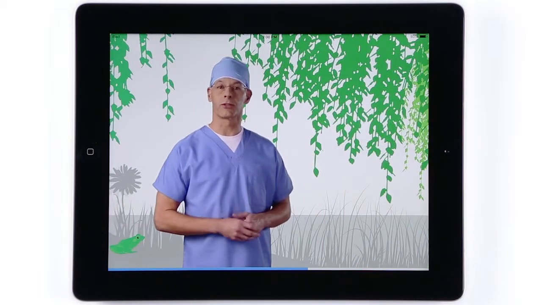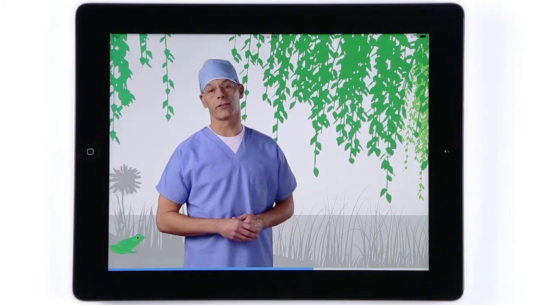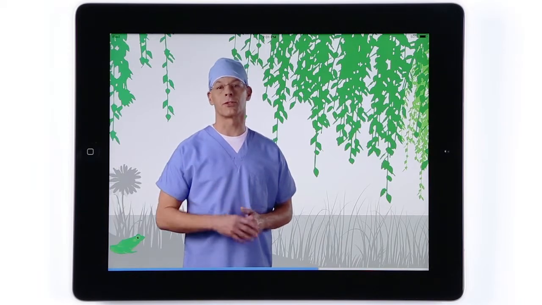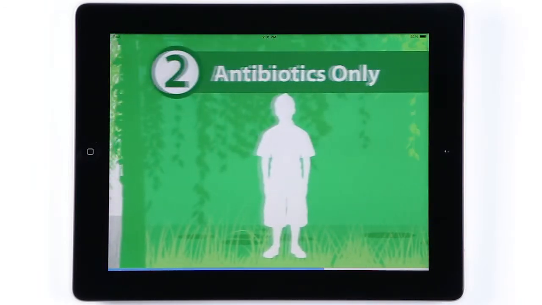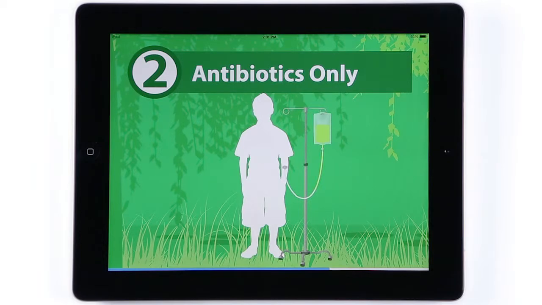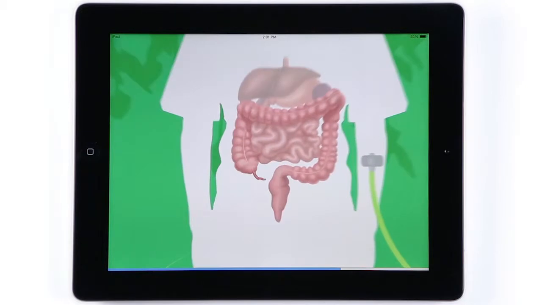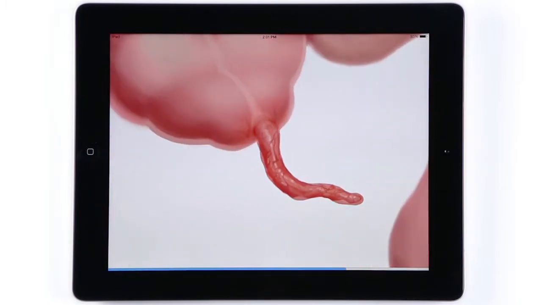The second option to treat your child's appendicitis is with antibiotics only, and here's what it means for you. Your child will receive antibiotics through an IV here at the hospital for at least 1 day. Doctors and nurses will check on your child frequently to ensure that your child is getting better.